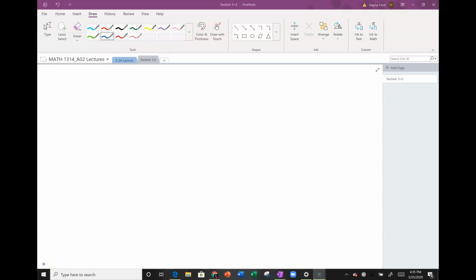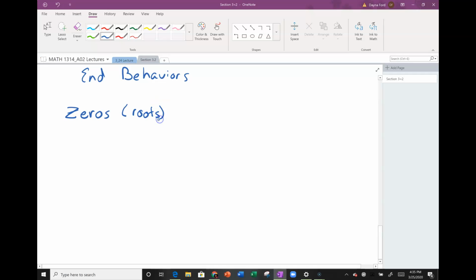So in this video, we're going to continue the topic of polynomial functions. And with that, in the previous video, we discussed the end behaviors. Well, in this video, we're going to go one step further, and we're going to talk about the zeros, also sometimes called the roots. Those zeros or roots are the x-intercepts. They are where it's going to cross the x-axis.